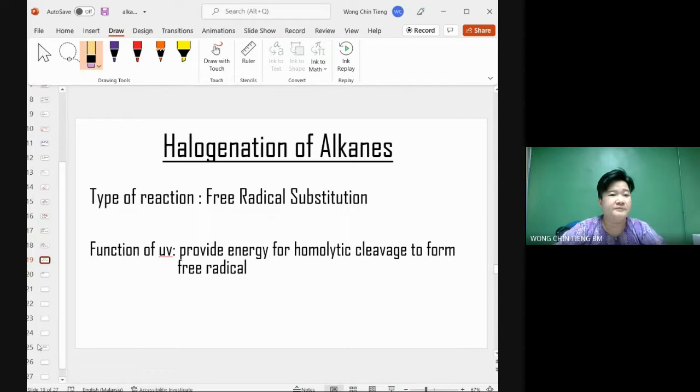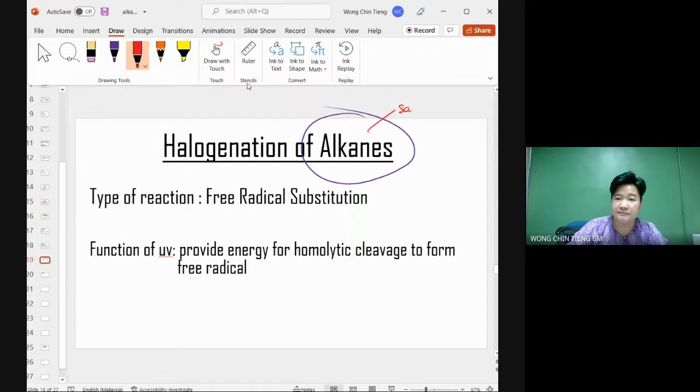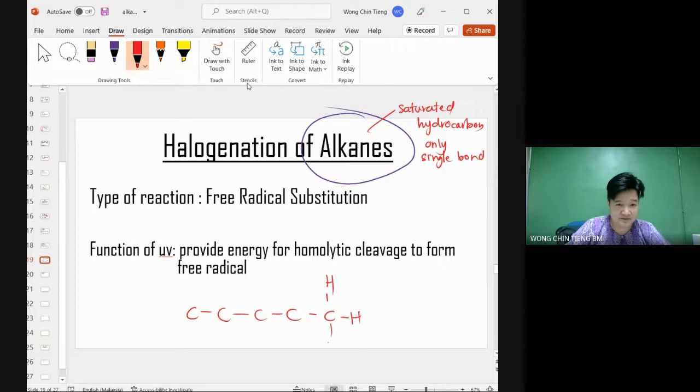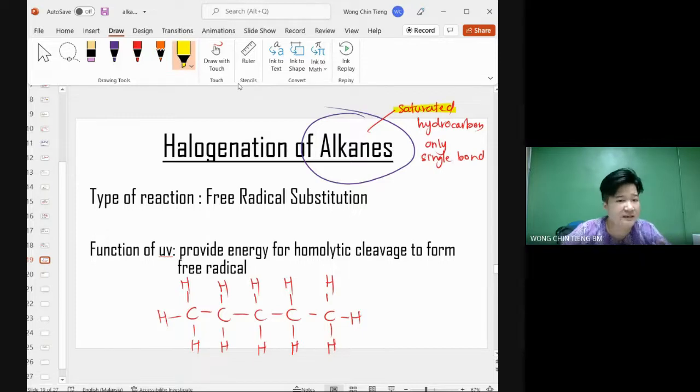What we want to focus on is this one. Halogenation of alkane. First and foremost, alkane is your saturated hydrocarbon. Saturated hydrocarbon means only single bonds. It has no carbon-carbon double bond. No matter how many carbons, all alkanes have only single bonds like this. So you cannot do any more addition. Why? Because everything is already saturated. There are no free bonds.